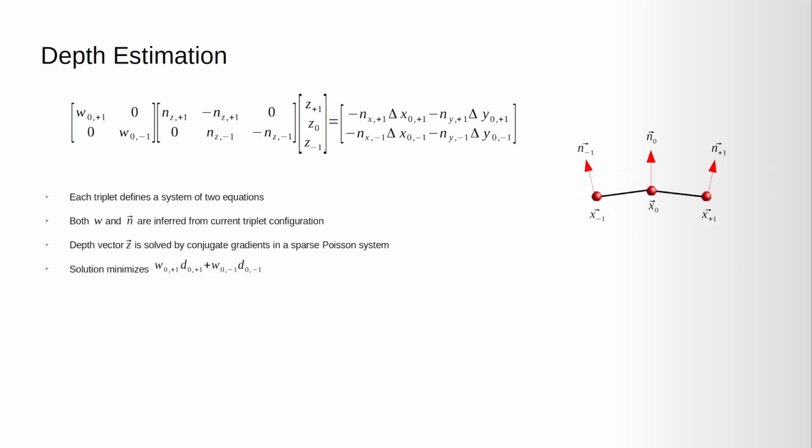Each triplet yields a system of 2 equations solved in a weighted least squares sense. The weights are determined by the output of the two-component Gaussian mixture, ensuring they always sum to 1. Because a global depth offset always exists, this local system is inherently ill-posed. To resolve this, the system is transformed into a global Poisson system and solved efficiently using the conjugate gradient method.